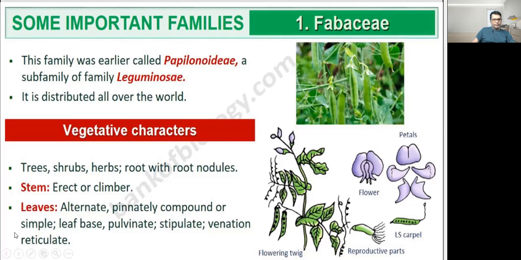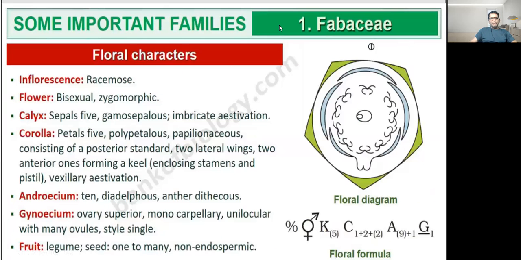Then floral characters include inflorescence, racemose, in Fabaceae. After inflorescence, we have to write about the floral parts: calyx, corolla, androecium, gynoecium, fruit. So here inflorescence is racemose, flower is bisexual and zygomorphic. Calyx: there are 5 sepals, gamosepalous, imbricate estivation. Corolla: petals 5, polypetalous, papilionaceous, consisting of a posterior standard, 2 lateral wings, 2 anterior ones forming a keel, enclosing stamens and pistil. Vexillary estivation is there.